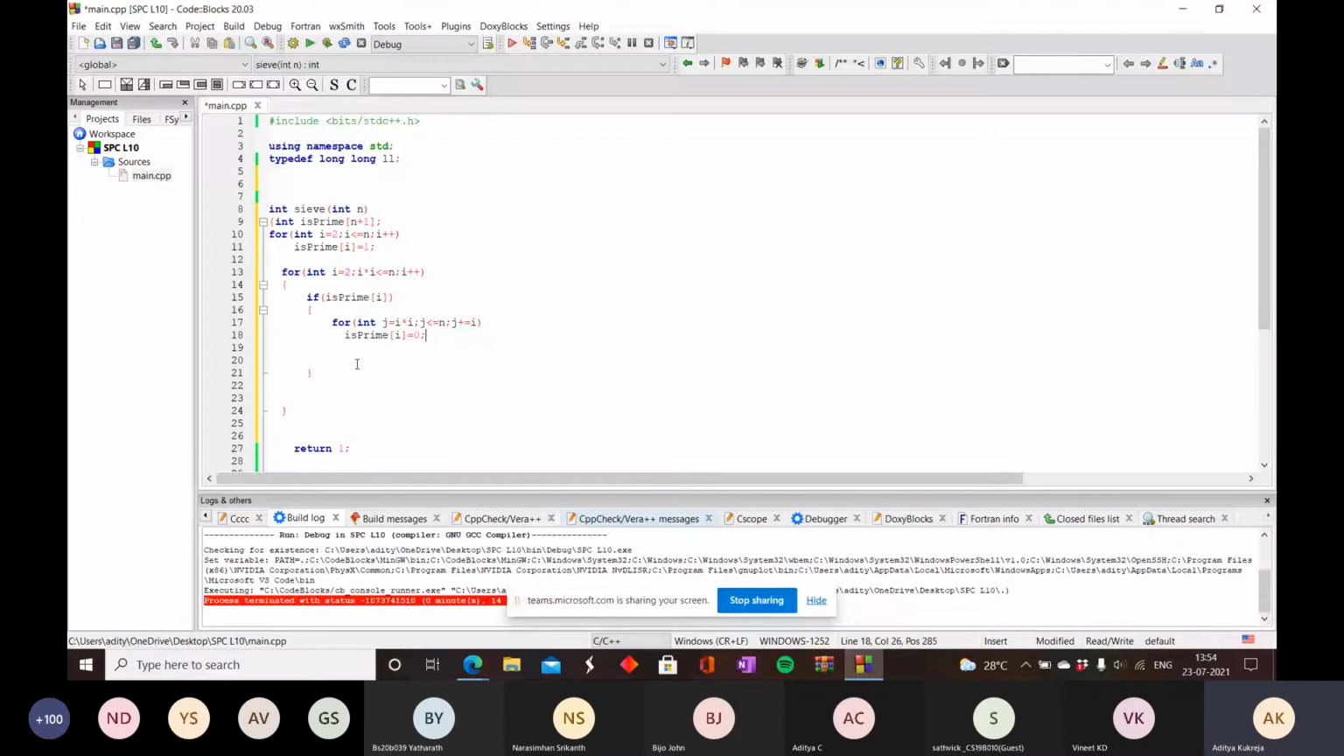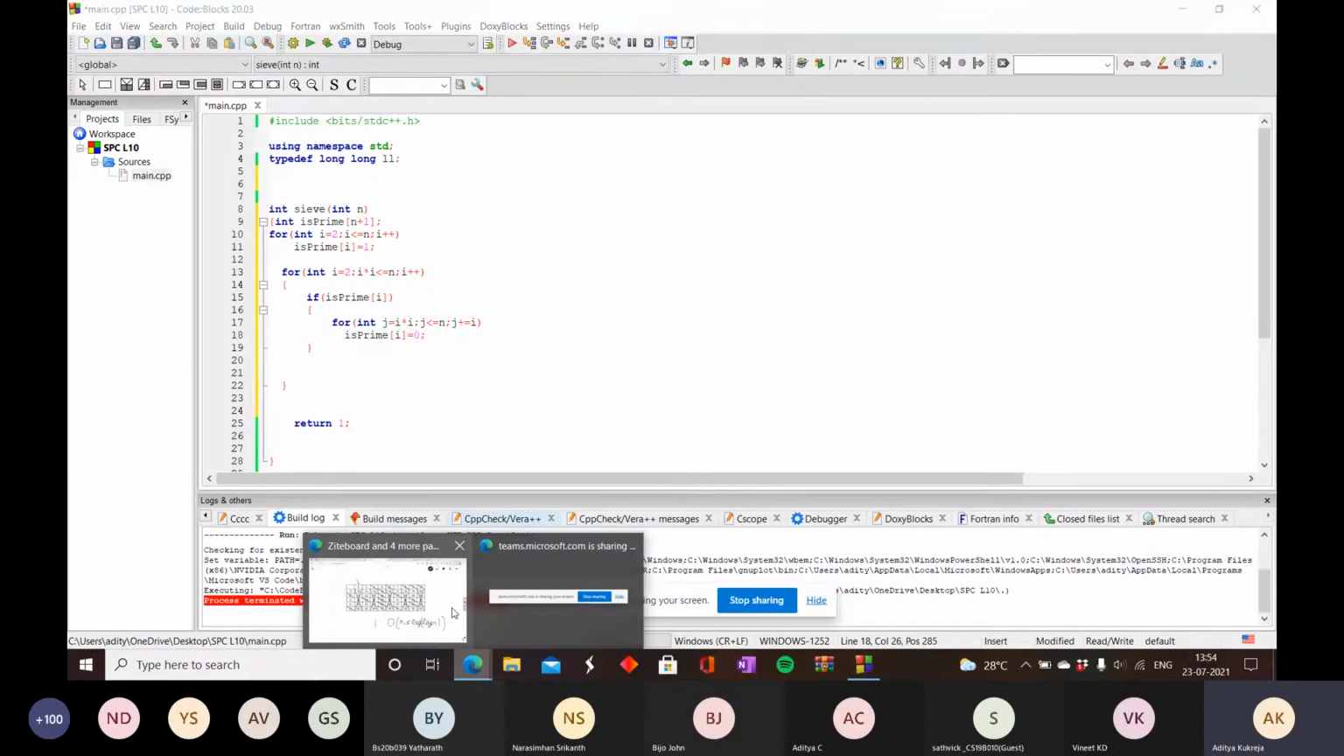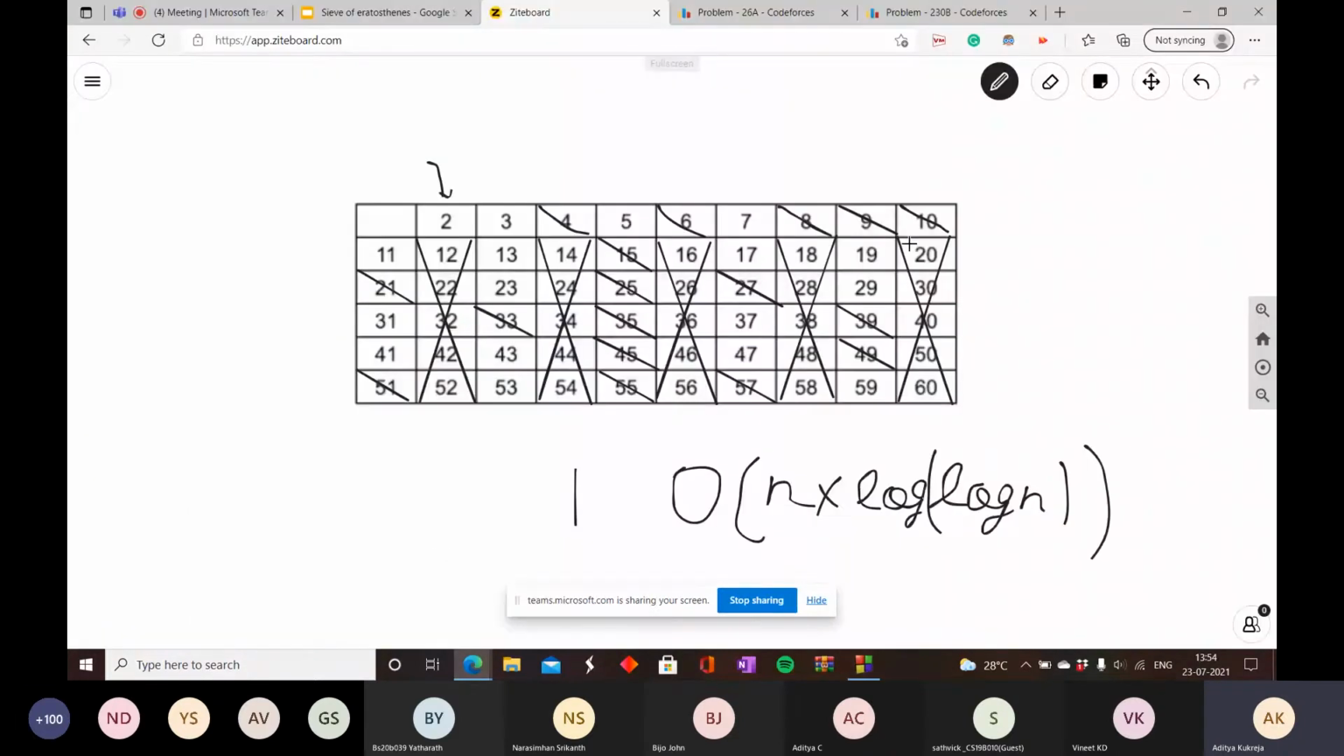And after doing this, you can then exit from this loop. So once these two loops completely run, this would basically iterate for all the prime numbers, and over here you're crossing out all the multiples of the prime numbers. So finally what you would have achieved is you would have ended up crossing out all the multiples of prime numbers. So you would only be left with the prime numbers.